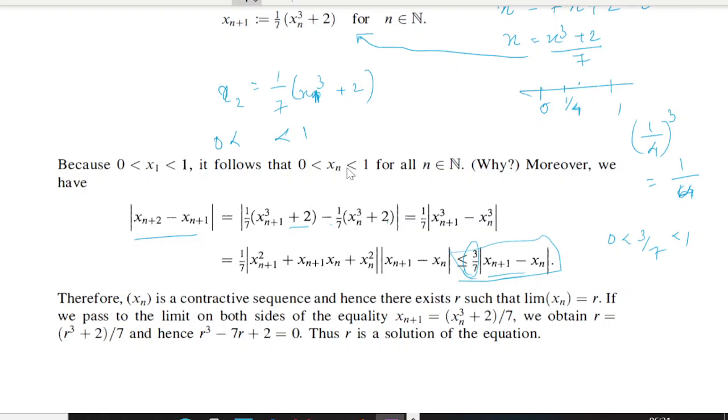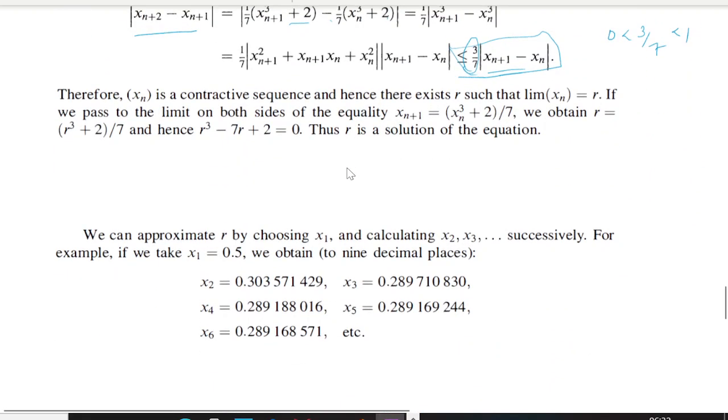Now we pass the limit on both sides of the inequality. We obtain r equal to r cube plus 2 by 7. That means we have the equation r cube minus 7r plus 2 equal to 0. What is it? A cubic equation, right? So we can approximate r by choosing x1 and calculating x1, x2, x3, etc.